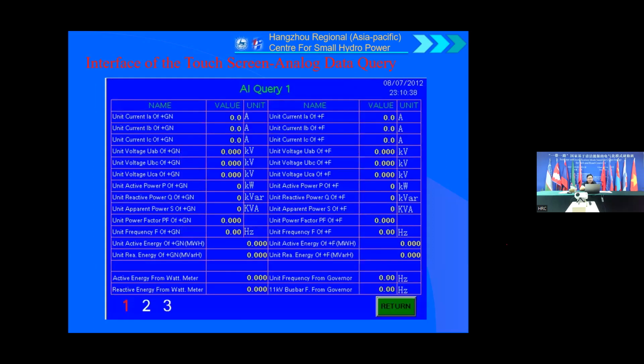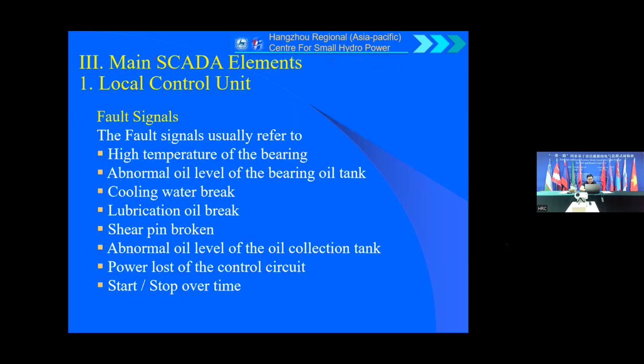This one is the interface for the analog gate array. We can see all these analog signals of this unit, like the current, voltage, power, frequency, and so on. You can see these analog signals from the high voltage side. Here we have the fourth signal.